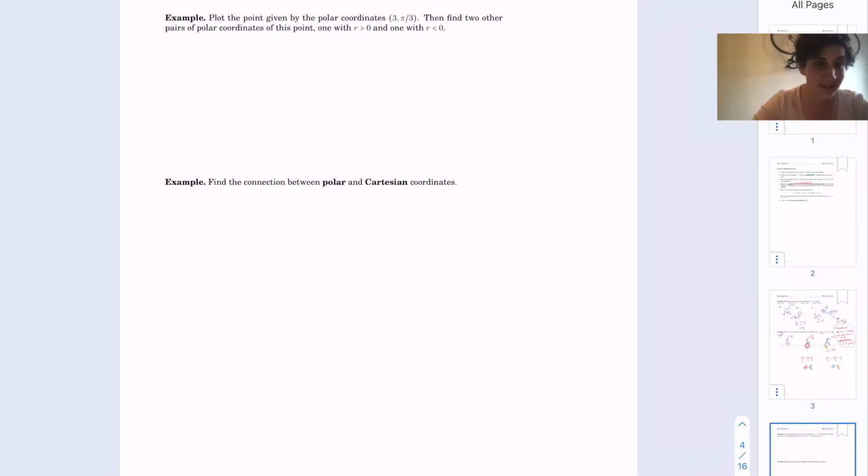And so let's keep moving forward with doing examples of these polar coordinates. Here our task is to start by plotting the point, and then we're going to find two other pairs of polar coordinates for this point, one where the r value is positive and one where the r value is negative. Okay, so let's start by plotting our axis. Our pole is here. Our polar axis is this.